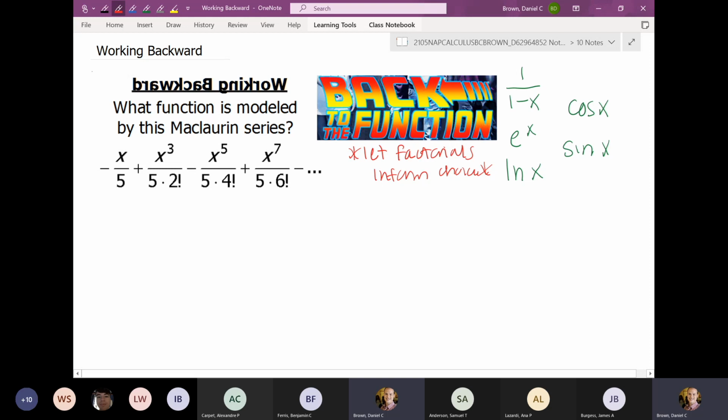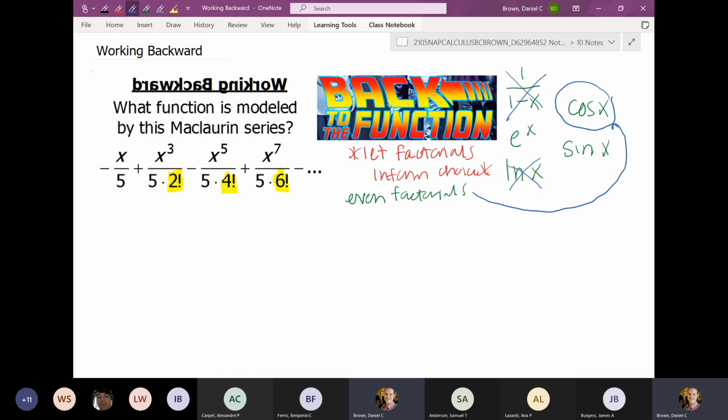What do I mean by letting the factorials inform my choice? I notice for these we have 2 factorial, 4 factorial, 6 factorial. It has all of the even factorials in the problem. When we have the even factorials, which one of these functions has the even factorials? The geometric just has no factorials, definitely can't be that one. Natural log has no factorials, definitely can't be that one. The one that has the even factorials will be cosine. So I'm going to use cosine to determine which one I need to use.